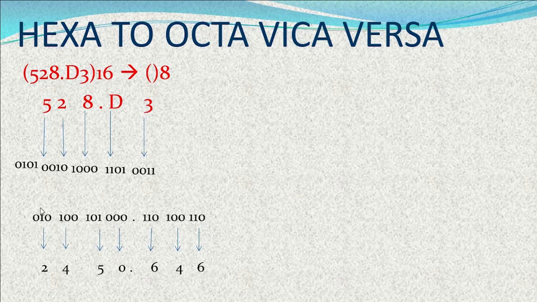Now we convert this binary number to octal. So according to the table, the octal number for the binary number 010 is 2. Similarly, 4 in octal, 5 in octal, 0 in octal, 6 in octal, 4 in octal, and once again 6 in octal.